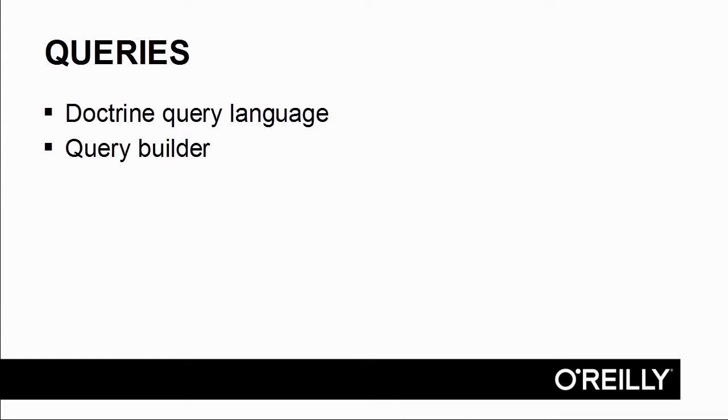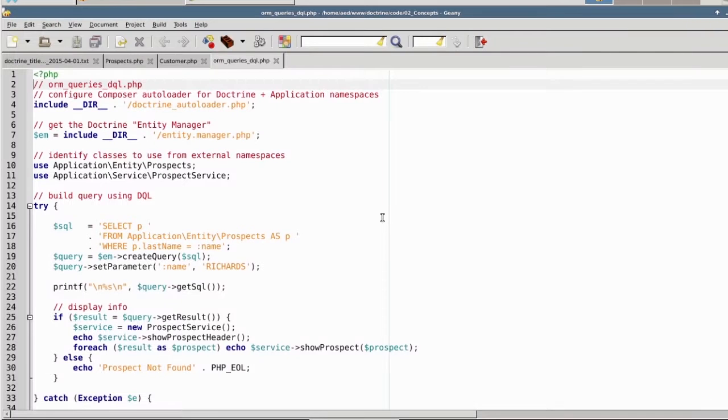Doctrine ORM has an extensive query capability. There are two primary methodologies. One is using what's called the Doctrine query language. The other is using a tool called the Query Builder. We are looking at an example file, ORM queries dql.php.